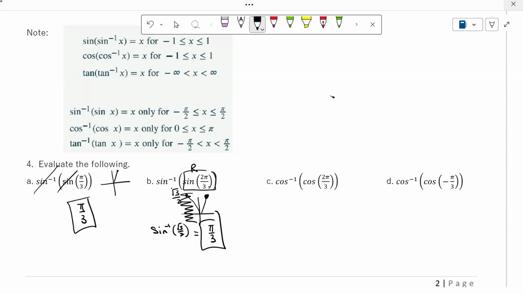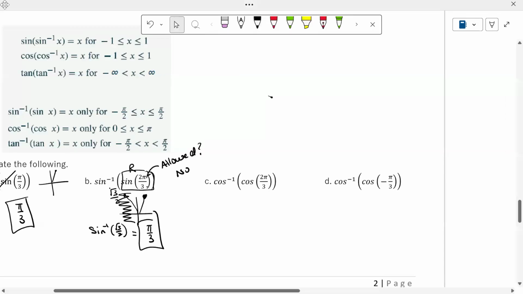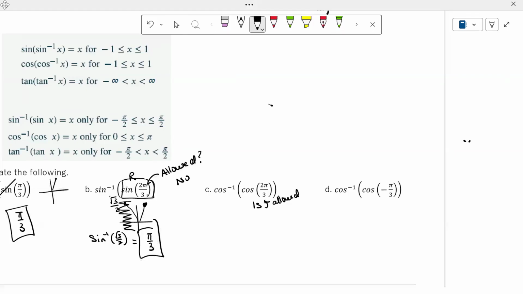Okay, so is this one allowed when working with inverse sine? No. Is this one allowed? Yes. How about this one? When working with cosine and inverse cosine, is 2 pi over 3 allowed? Yes, it is allowed. So then these cancel and our answer is 2 pi over 3. Now let's go to the next one. Is negative pi over 3 allowed? And the answer is no. So you can't just cancel.